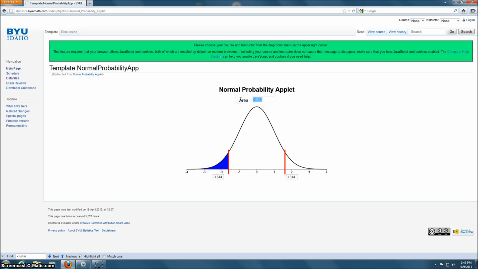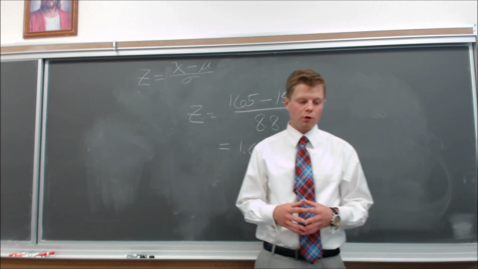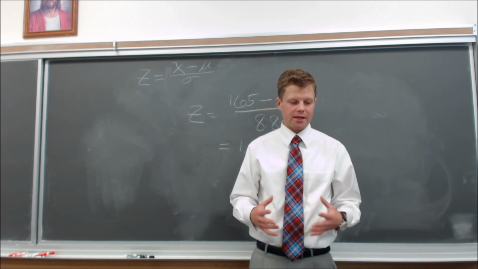And we're going to be typing in the area that we're looking for. Okay, that's 0.10, which represents the 10%. So this group right here scored the lowest 10%, or the 10th percentile. Okay, so in order to find the z-score, we just type it in there and it pops out right here. So the z-score is -1.282.